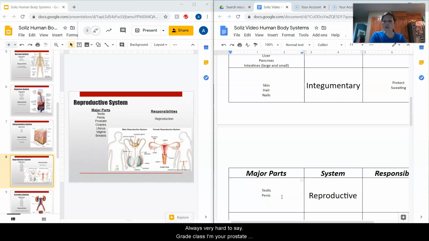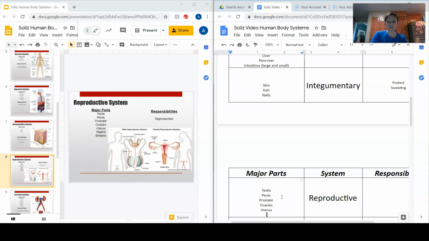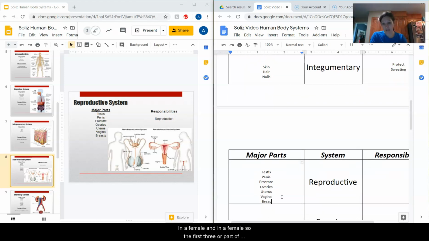This is always very hard to say in ninth grade class. Your prostate gland, which is going to be part of the endocrine, your ovaries in a female, your uterus in a female, vagina in a female, and breasts in a female. So the first 3 are part of males, and the last 4 are female organs.